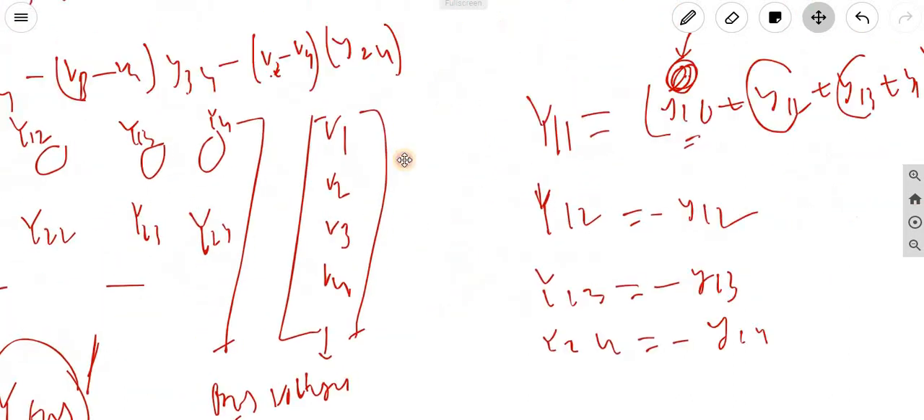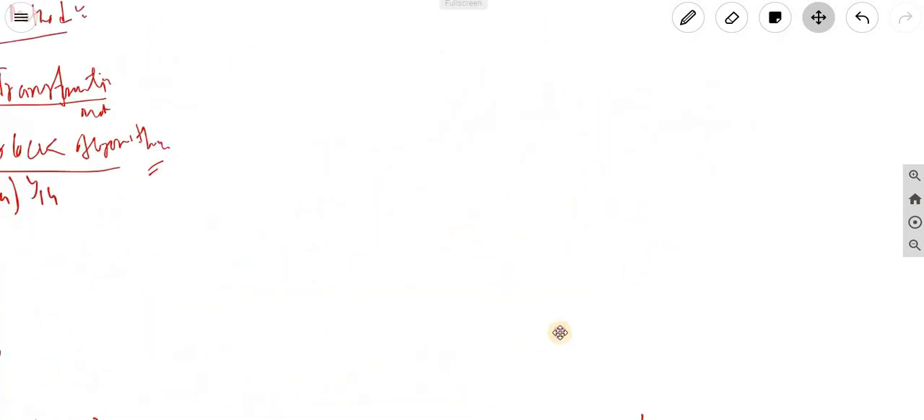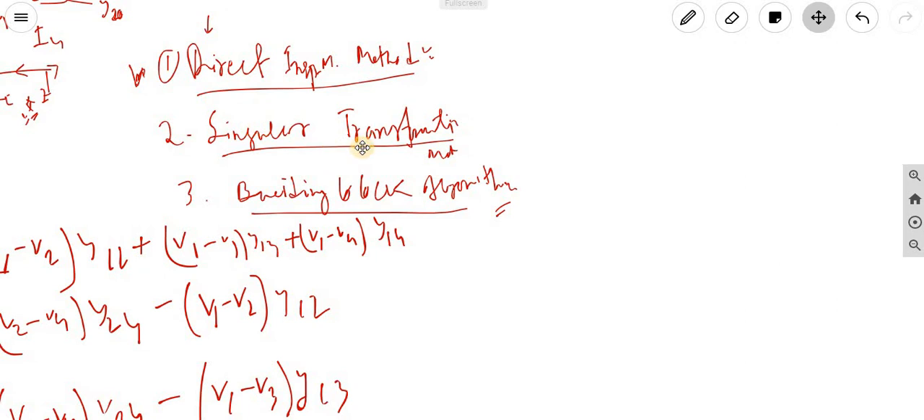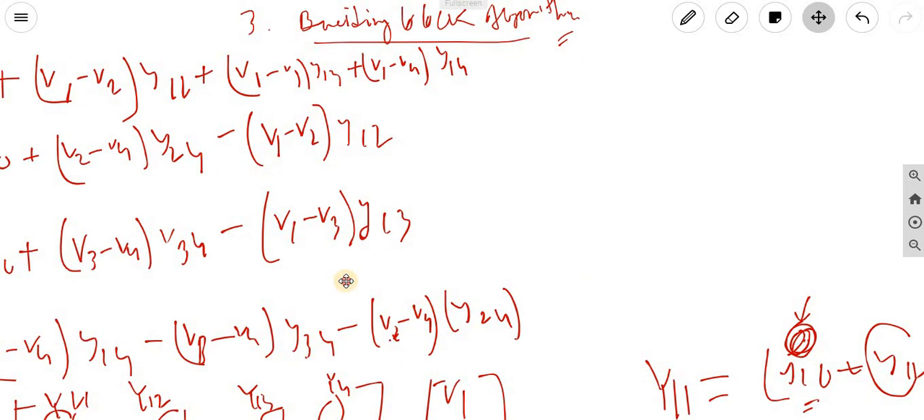Okay, and all the algorithms I have just mentioned, the singular transformation method and the building block algorithm method, we will discuss in the later course.